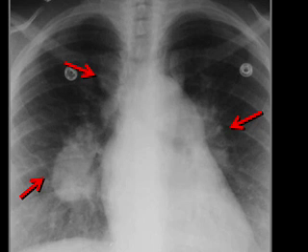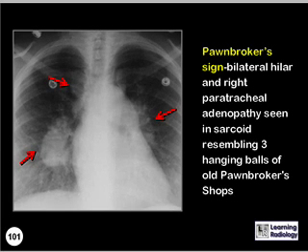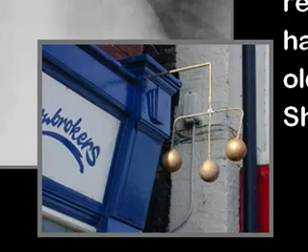What's the name of this sign? This is called either the pawnbroker sign or Garland sign. It is bilateral hilar and right paratracheal adenopathy, usually seen in sarcoid, and it's called the pawnbroker sign because it resembles the three balls hanging from the old pawnbrokers or pawn shops.